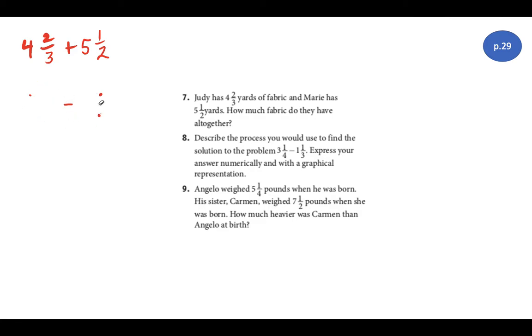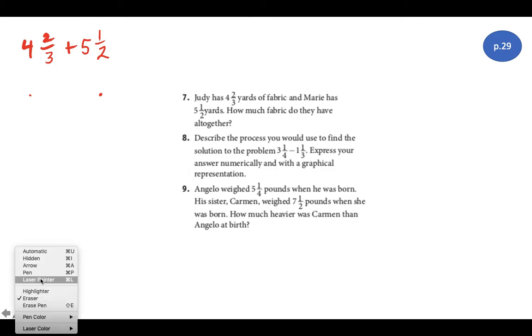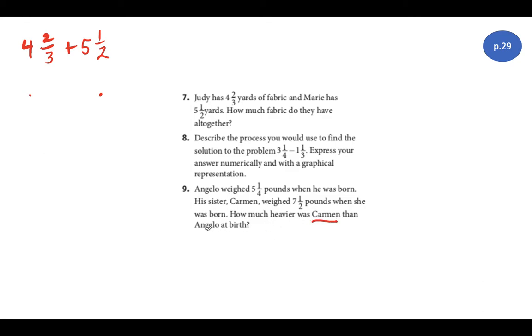9, Angelo weighed 5 1/4 pounds when he was born. His sister Carmen weighed 7 1/2 pounds when she was born. How much heavier was Carmen than Angelo at birth? How much heavier, how much bigger, how much taller, how much faster? Those are comparisons, right? And with comparisons, I'm not combining, I am subtracting.